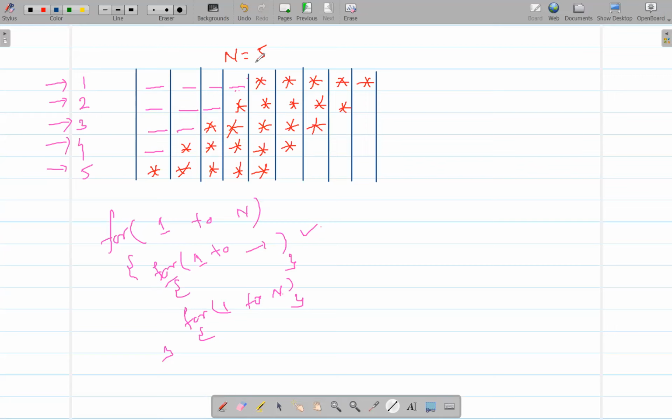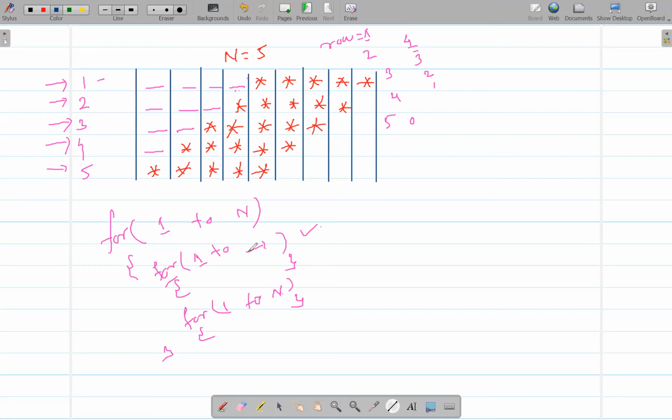So if you see that, you can say that if the row is 1, how many spaces do I need to print? 4. If row is 1, I need to print 4 spaces. If row is 2, 3. If row is 3, I need to print 2 spaces. If row is 4, I need to print 1 space. If row is 5, I need to print 0 spaces.